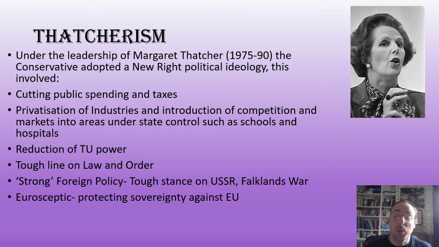Margaret Thatcher believed a lot of the problems that Britain had faced in the 1970s were due to the power of the trade unions, and so she sought to crush the unions, which she did very effectively. She also took a very tough line on law and order, particularly when there was mass civil disobedience, for example, with the poll tax riots.